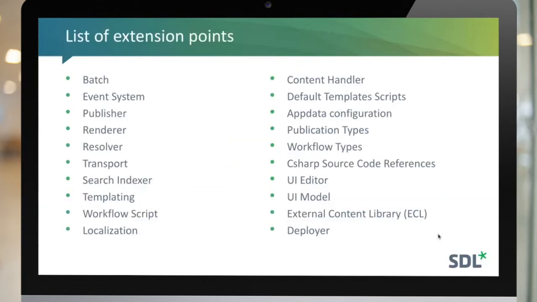So we have the list of extension points that we support. It's pretty much all the extension points that we have in our system: a batch, event system, publisher, renderer, resolver, transport, templating, all of the ones that we have right now.